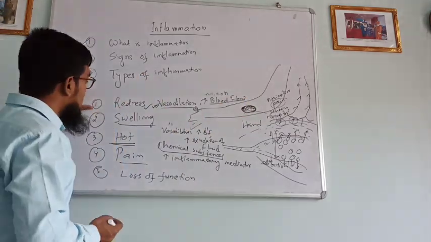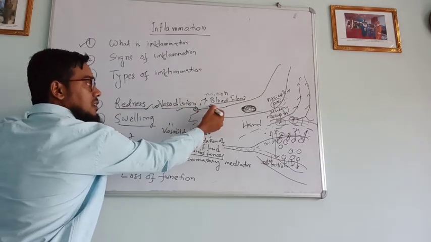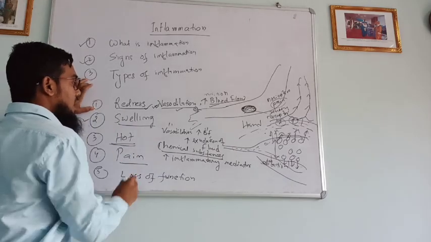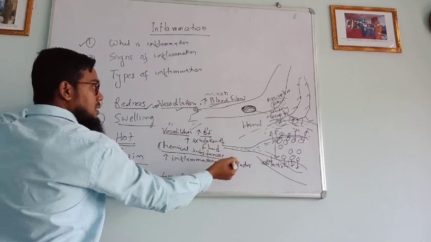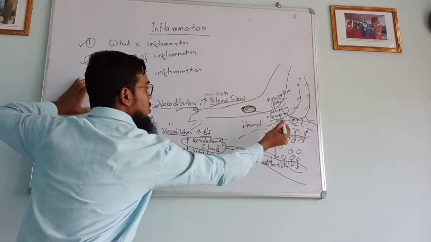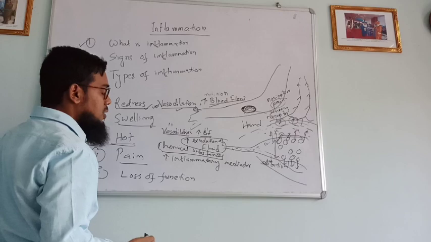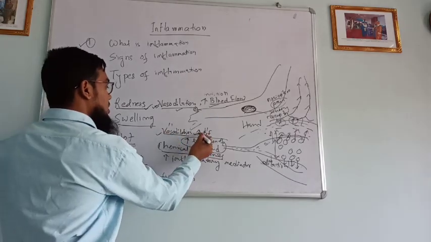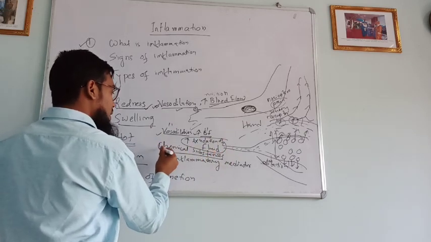So what are the signs of inflammation? First sign is redness, which is due to vasodilation and increased blood flow. Swelling. Why will swelling occur? Due to vasodilation and increased blood flow, and after that exudation of fluid will occur. Exudation of fluid causes the swelling. Hot. In that inflammatory region, vasodilation, increased blood flow, then exudation of fluid, and the third step, what happens?